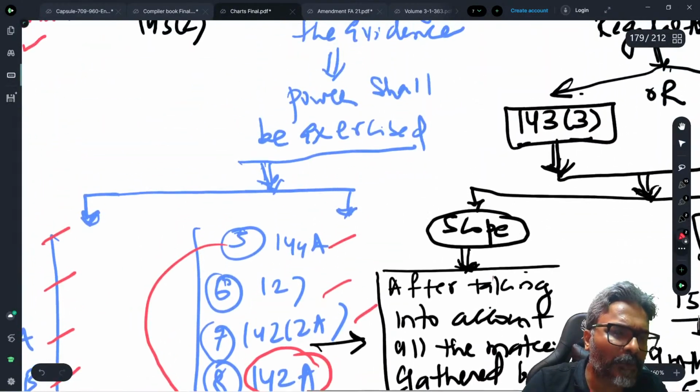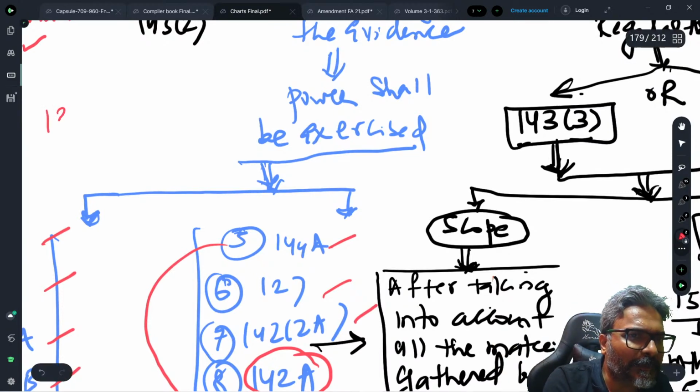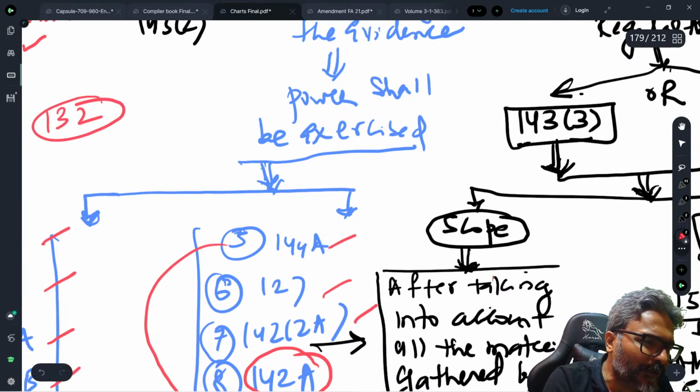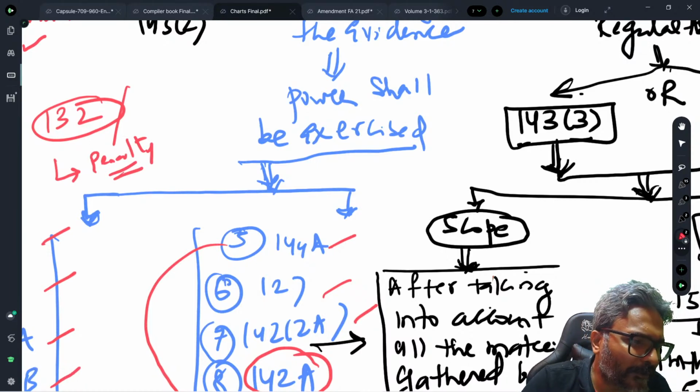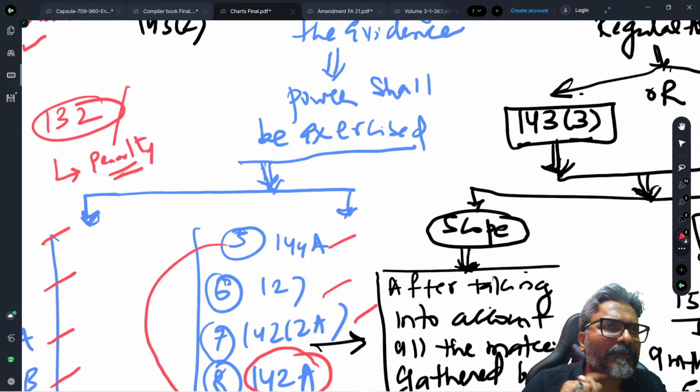Fine. Now, students, tomorrow I'm going to start with one last particular power which is left, the power of search, 132. So I'll do 132, the power of search, and then I will move to penalty. So tomorrow morning, 7 o'clock, I'll do these two things: the penalty topic and 132, search. This is what will be the agenda for tomorrow's session, students. Did you all get this one?